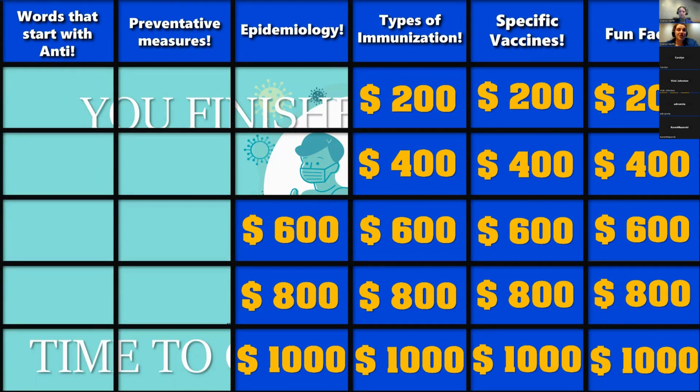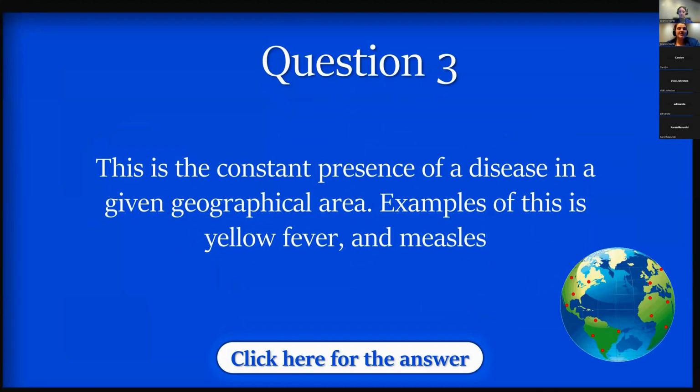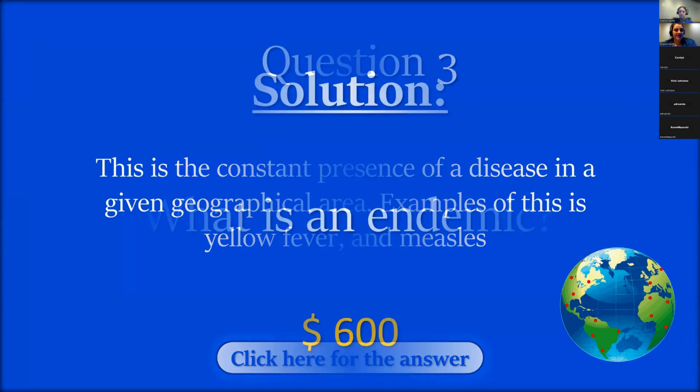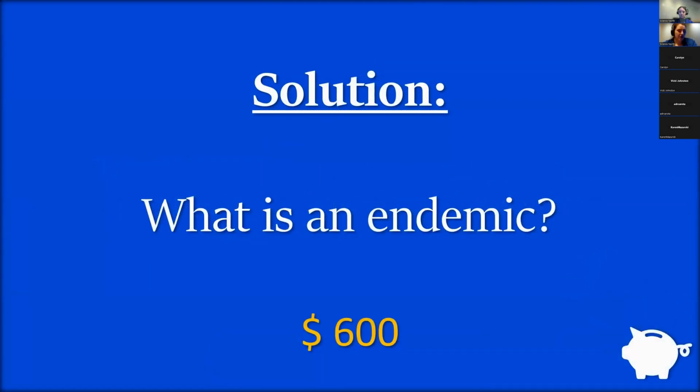For our $600 epidemiology question, this is the constant presence of a disease in a given geographical area. So some examples of this are yellow fever and measles. So what is the constant presence? If you answered what is an endemic, congratulations, give yourself $600 for that question.